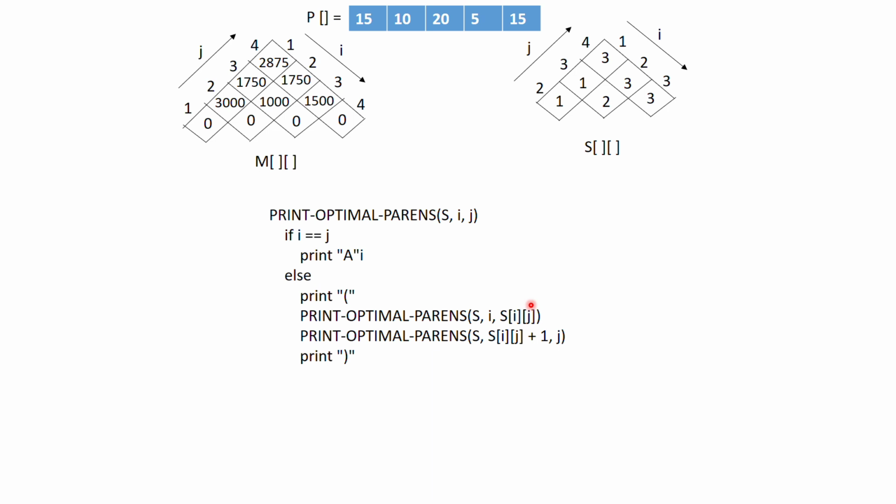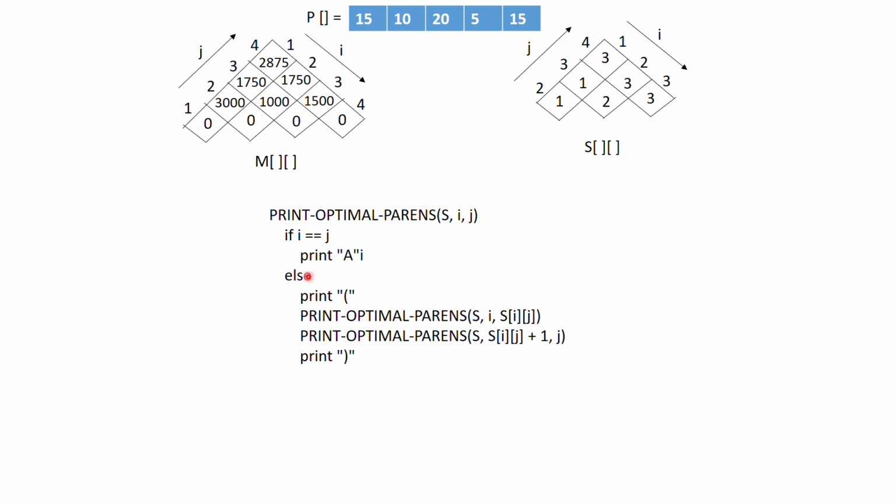Now we can find our final expression using a function, or you can say an algorithm, which is known as print optimal parens. It just reads the s table and builds the final expression. The algorithm says if i equals j, it means we have isolated a single matrix. Print the matrix and stop.